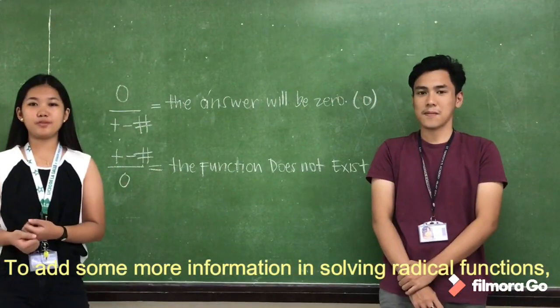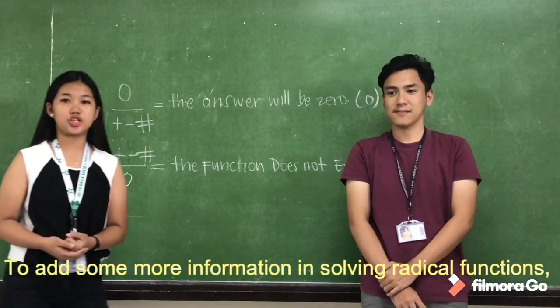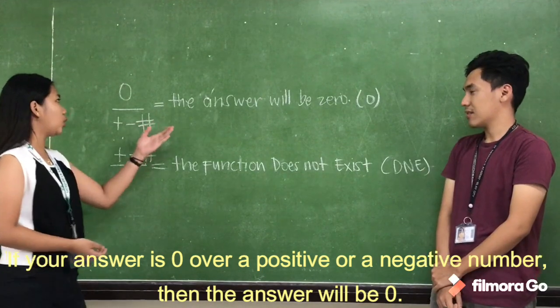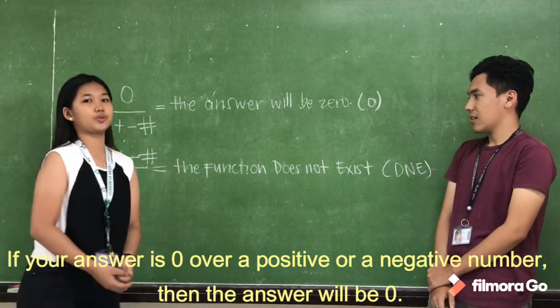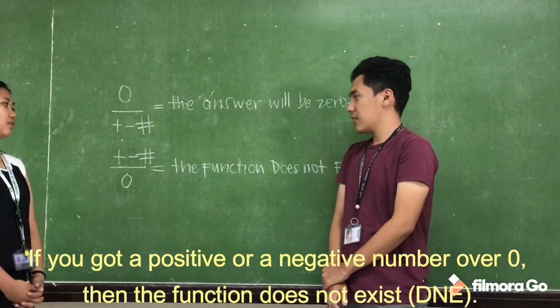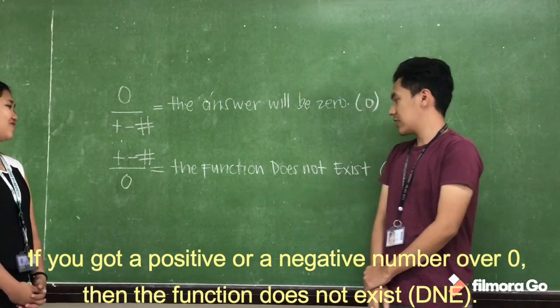To add some more information in solving radical functions, if your answer is 0 over a positive or negative number, the answer will be 0. If you got a positive or negative number over 0, the function does not exist.